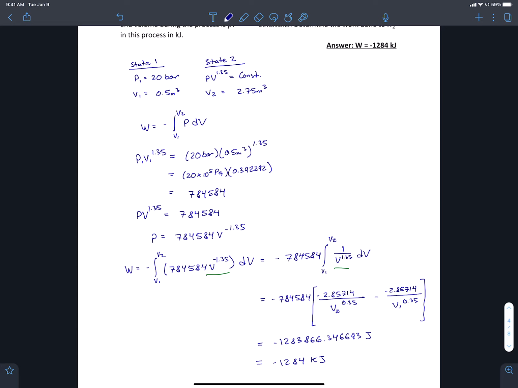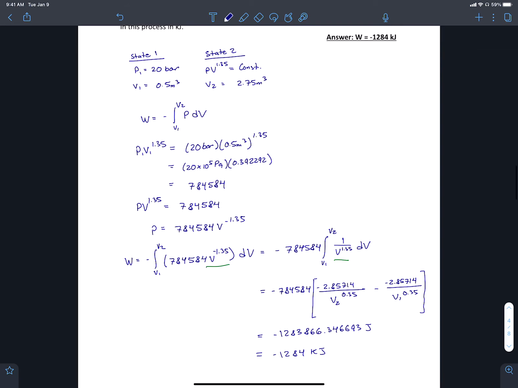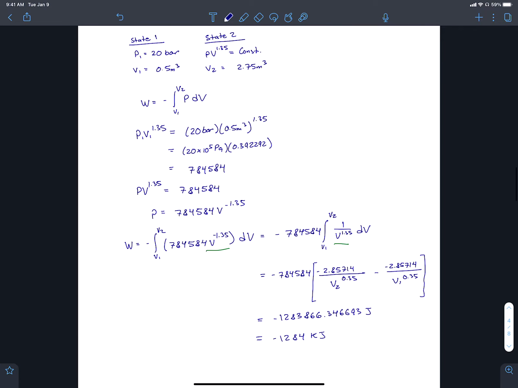This is a polytropic process? I'm not entirely sure, Hassan. I can look that up and then put it in the notes if it is or isn't. Yeah. Anyway, for sake of time, I'm just going to move on to question 3.